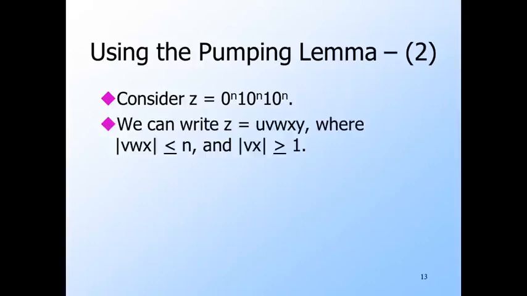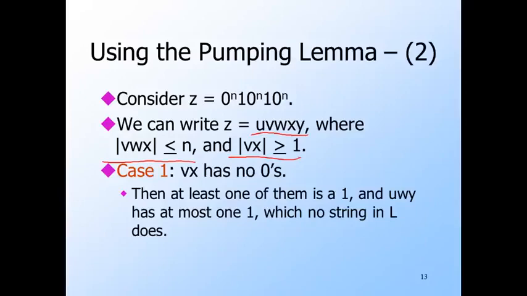Now the adversary gets to break our Z up into Z equals UVWXY, but he must choose these substrings such that VWX together are no longer than N, and V and X cannot both be picked to be the empty string. There are two cases depending upon whether the adversary picks V and X to have zeros or not.